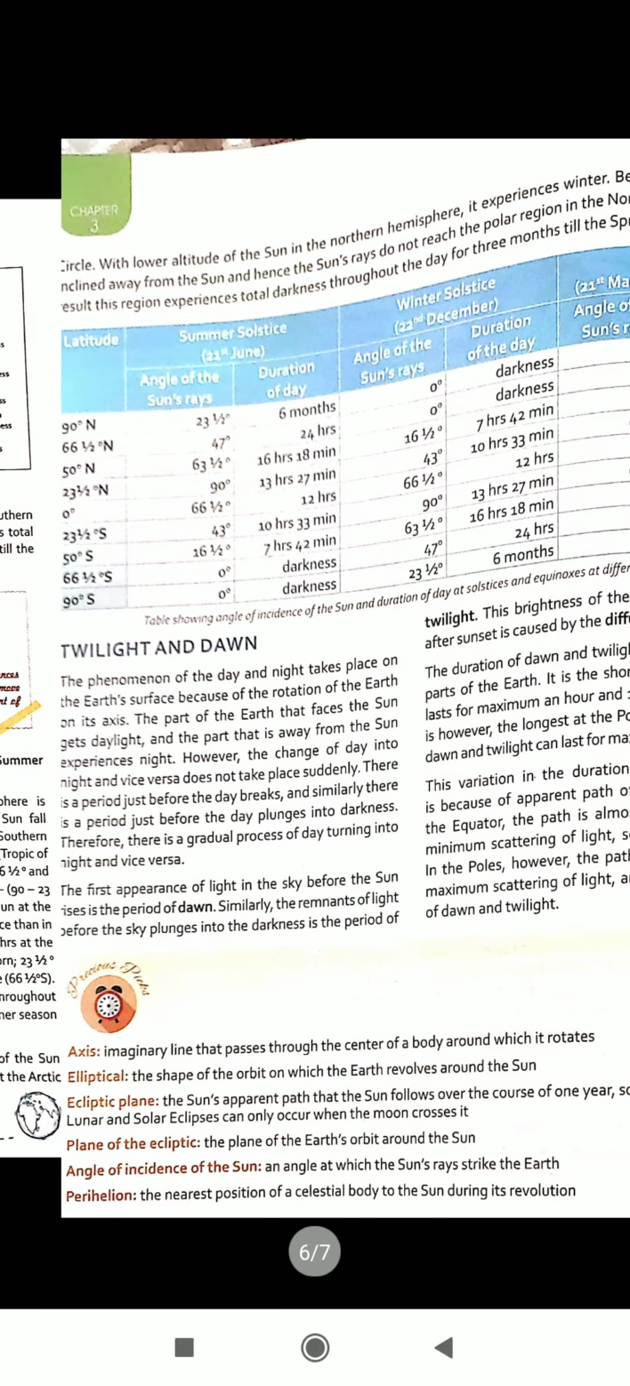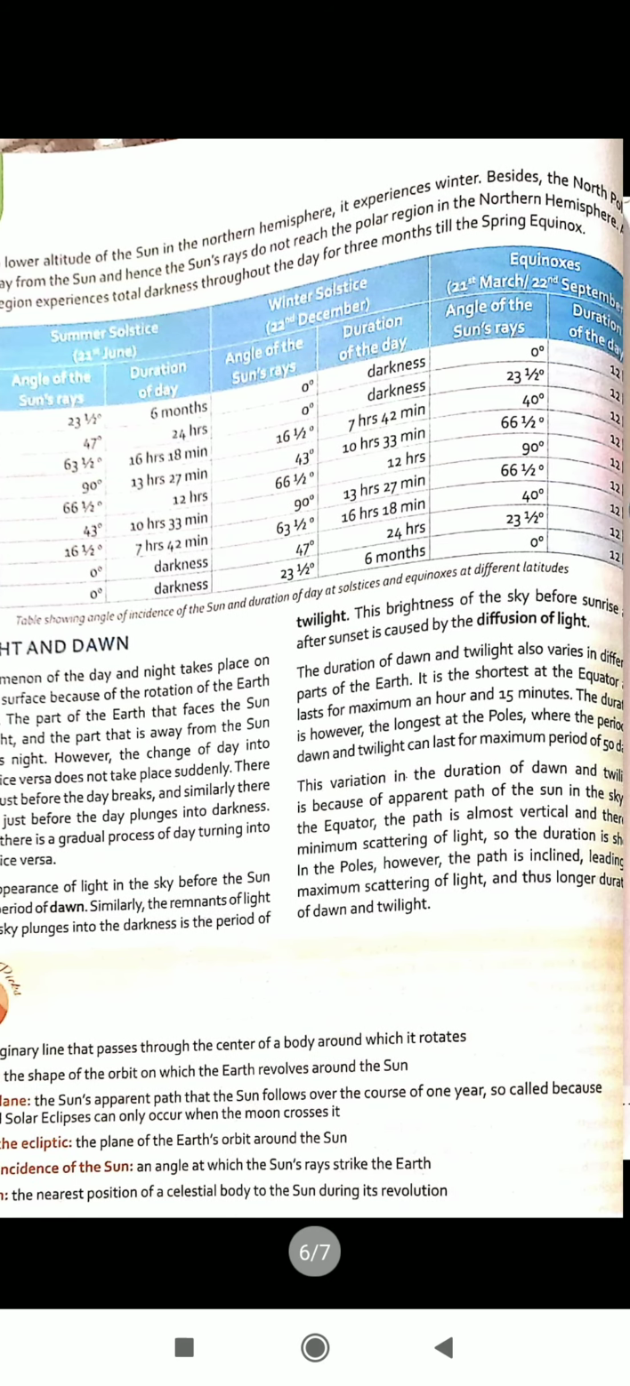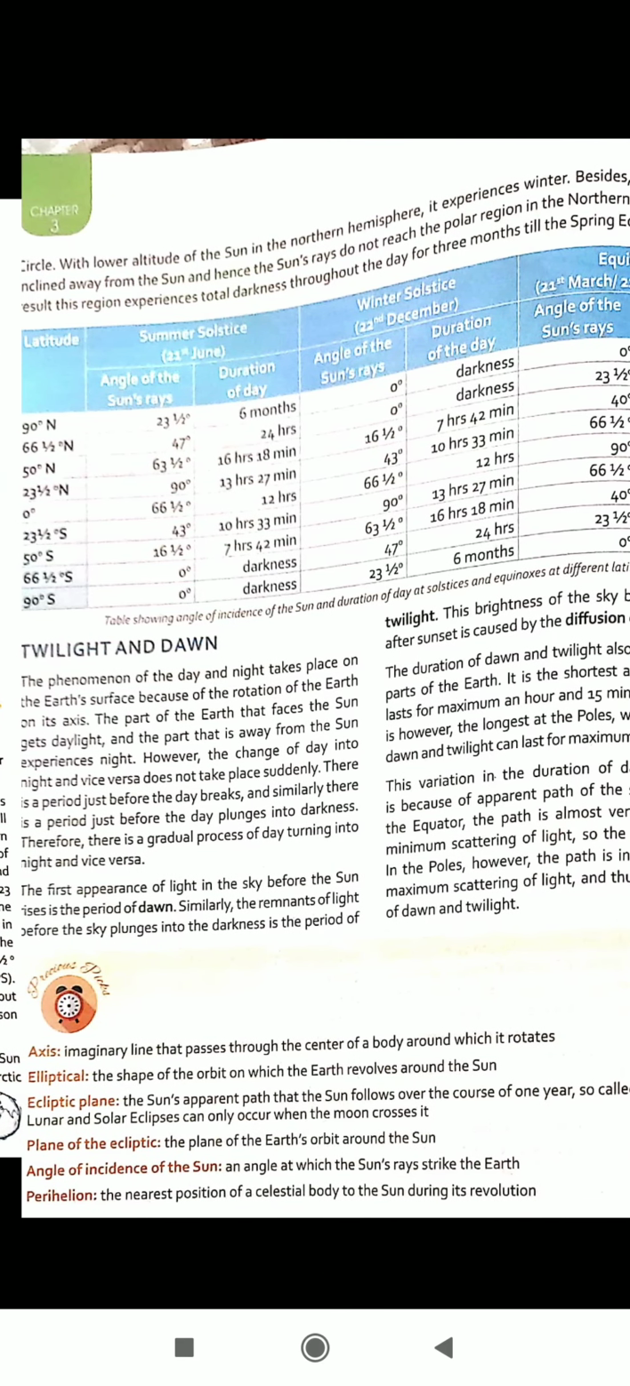Now, students, I am going to tell you some important points. Axis: it is an imaginary line that passes through the center of a body around which it rotates. Elliptical: the shape of the orbit in which the earth revolves around the sun. Ecliptic plane: the sun's apparent path that the sun follows over the course of 1 year, so called because the lunar and solar eclipses can only occur when the moon crosses it. Plane of the ecliptic: the plane of the earth's orbit around the sun.